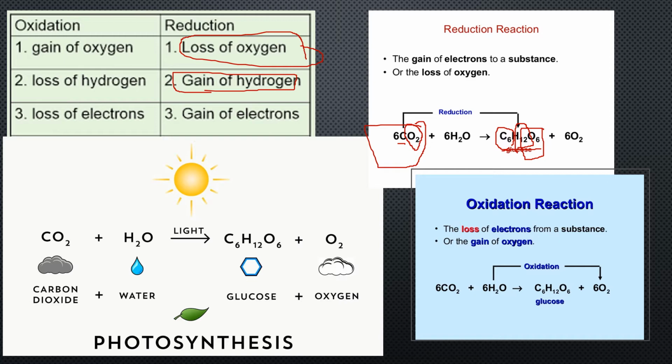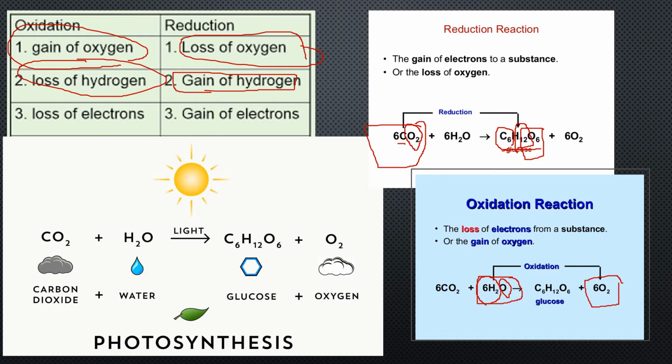On the oxidation side, we start looking at our water molecules. Here we would have 12 hydrogen and 6 oxygen molecules, and we are left then with 12 oxygen molecules. So we have gained oxygen on that portion, and we have lost hydrogen, and actually we've also lost electrons. So that is the oxidation side of photosynthesis. So photosynthesis is definitely a redox reaction.